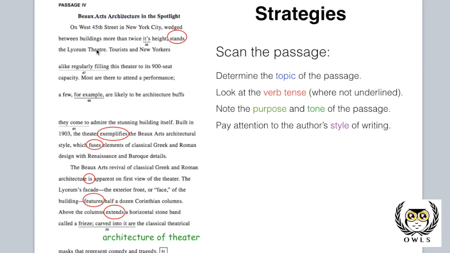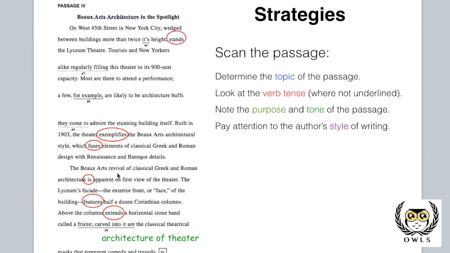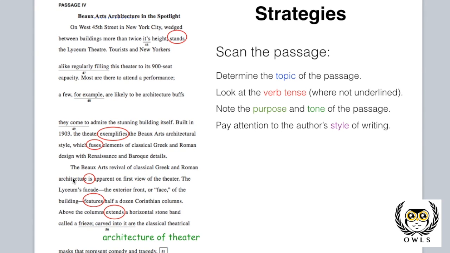Next, I see that it's about a theater, that tourists come to see performances, so that's the art. But there are also architecture buffs who come to admire the building itself. They look at the facade. The architecture is Greek and Roman, Renaissance, and what else? So this tells me that the purpose is to tell me about this theater and the type of people who attended. The person writes in a somewhat specific style because they talk about different architecture terms.